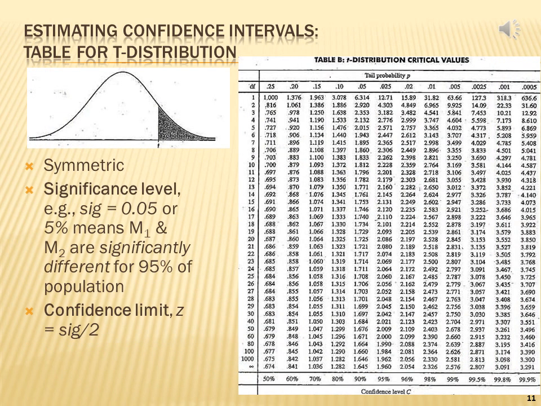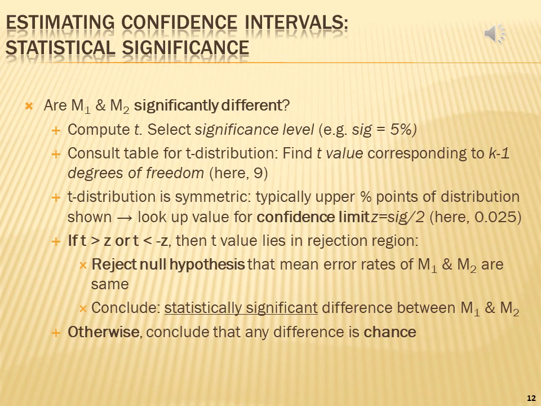This table shows critical values from the t-distribution for different significance levels and degrees of freedom. For instance, if we choose a 5% significance level, we look up the corresponding t-value for our sample size and compare it with our computed t-statistic. To finalize our hypothesis test, we calculate the t-statistic and compare it with the critical value from the t-table. If it's beyond the threshold, we reject the null hypothesis and conclude that the difference between models is statistically significant.